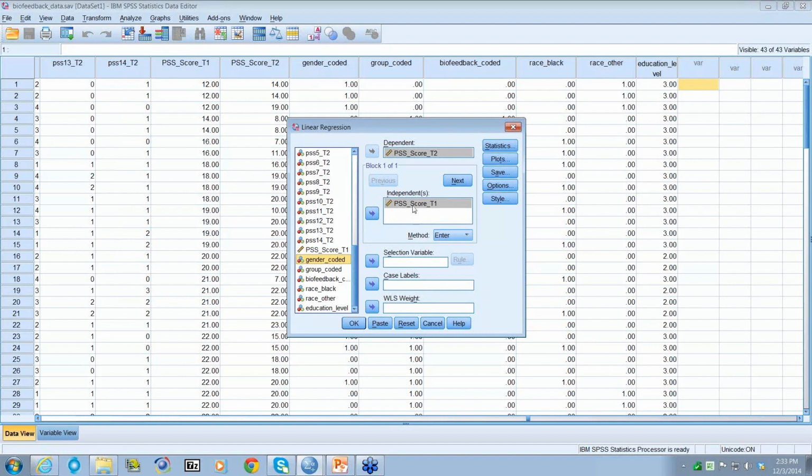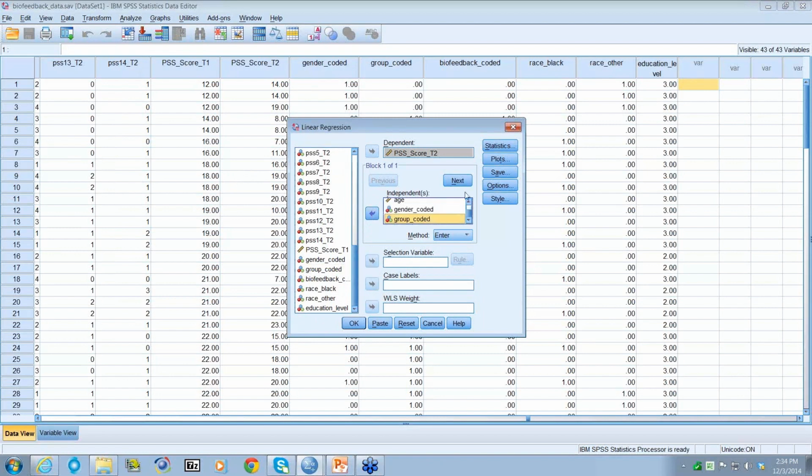So in the model I made the other day, I put the pretest score in first. Then I put in age. So let's go ahead and put in age. And then I put in gender. And then I put in group.